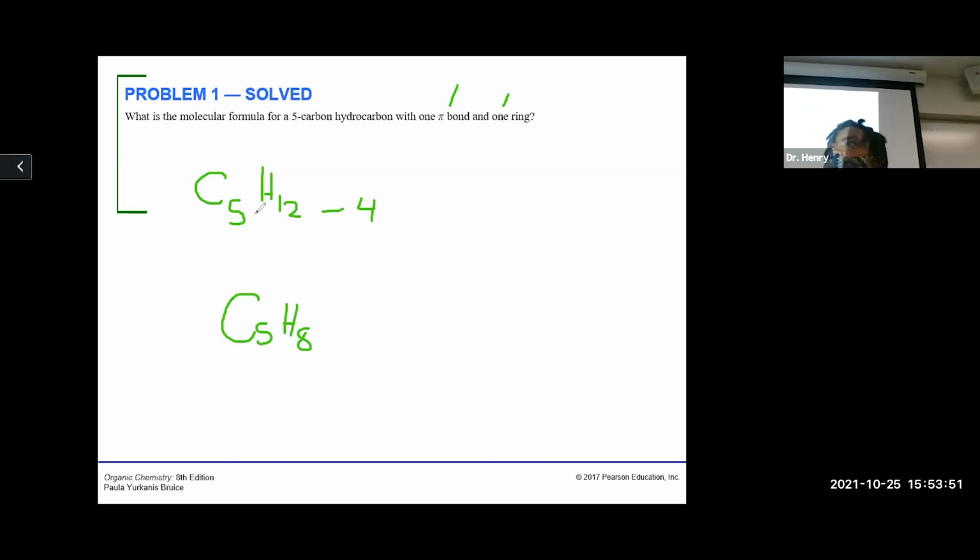Because the 12 is 2n plus 2, right? That's what it would be if they were all single bonds. So n being 5, because there's 5 carbons, 5 times 2 is 10, plus 2 is 12. Okay, so then we know that we lose 2 for every pi bond we have, and we lose 2 for every ring structure we have. So minus 4.